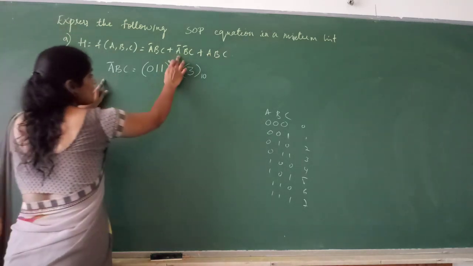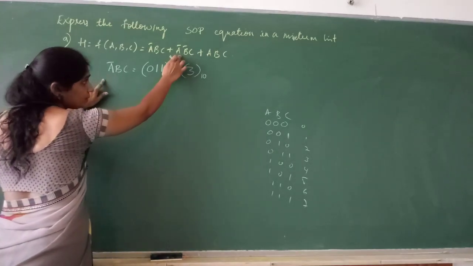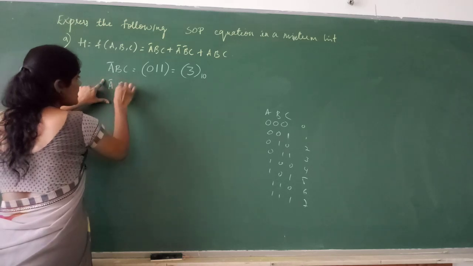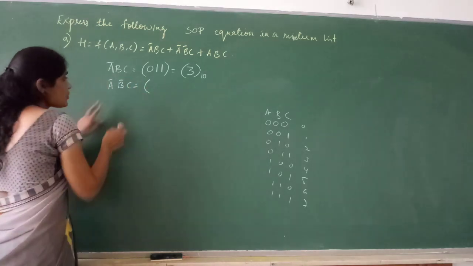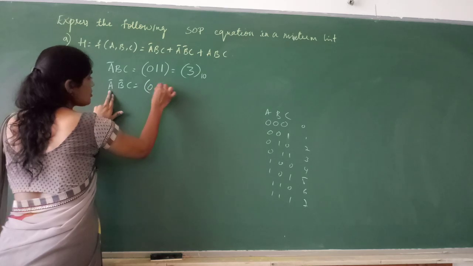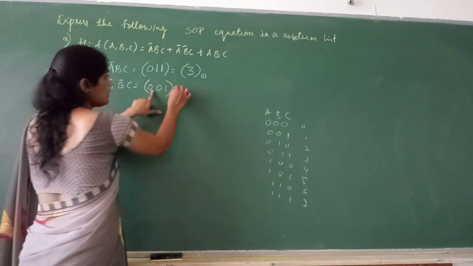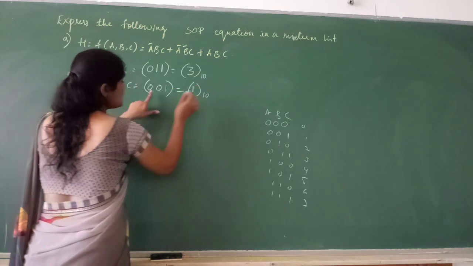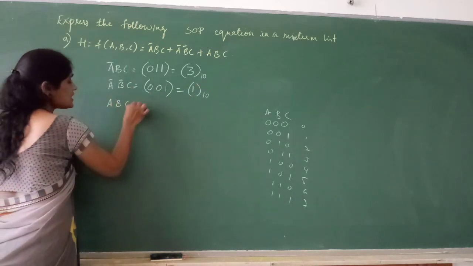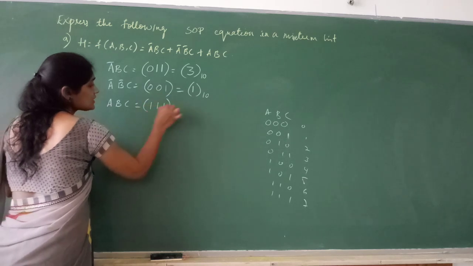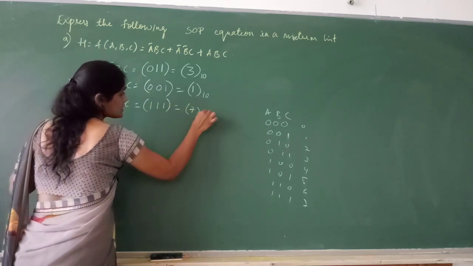Right? Similarly, let me take the second product term or the min term. A bar, B bar, C. So this corresponds to 0, 0, 1. This will be equal to 1 in decimal. Similarly, A, B, C is equal to 1, 1, 1. This is equal to 7 in decimal.